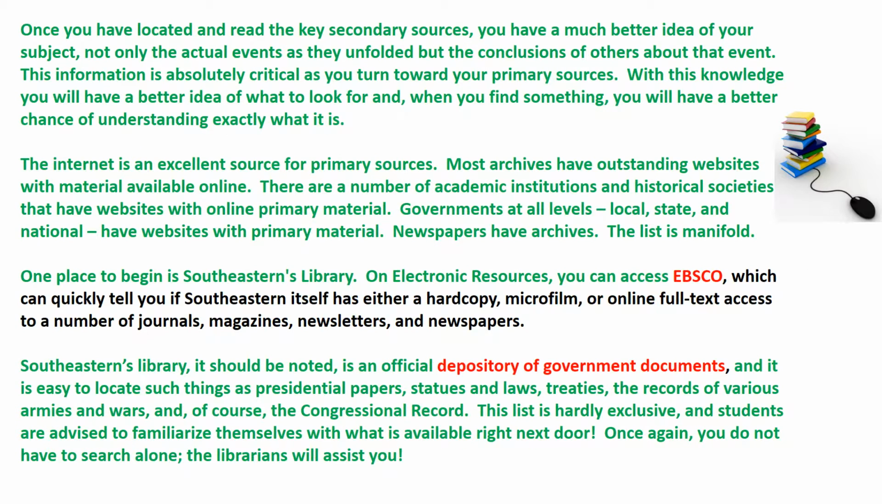Now, once you've located and read the key secondary sources, you have a much better idea of your subject. Not only the actual events as they took place, but also what the historians have written about them, the conclusions of others. And this information is absolutely important because you're getting ready to turn to your primary sources, and this knowledge will give you a better idea of what to look for in the primary sources. And when you find something, you have a better idea of interpreting it, understanding what it is.